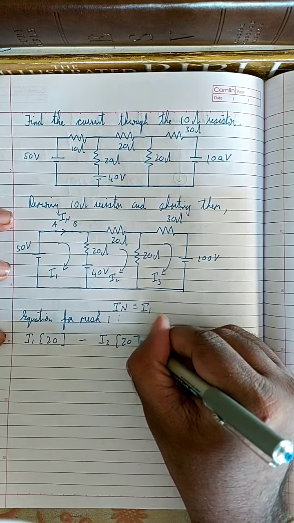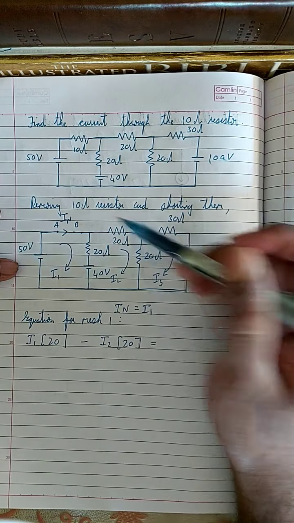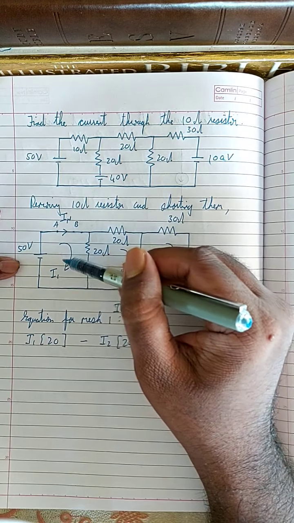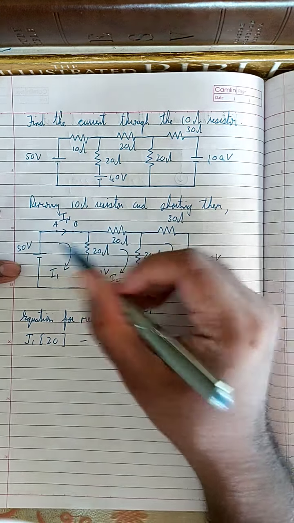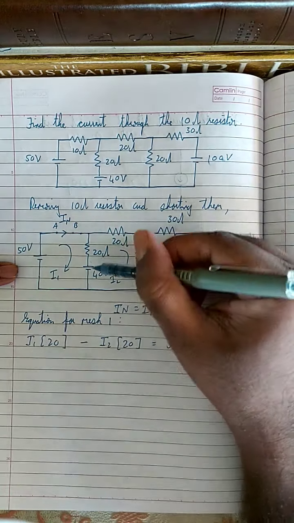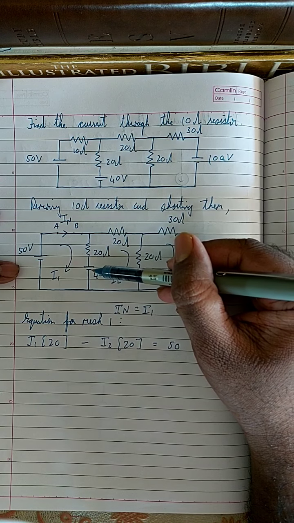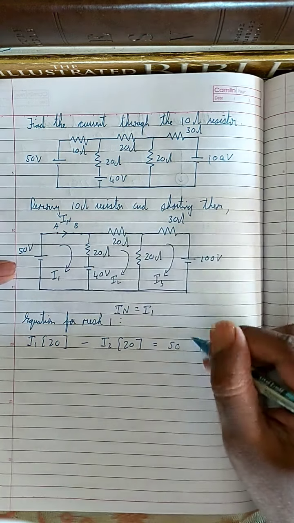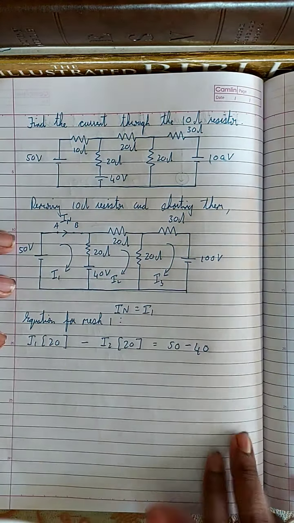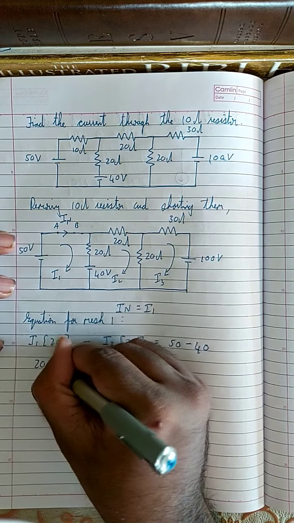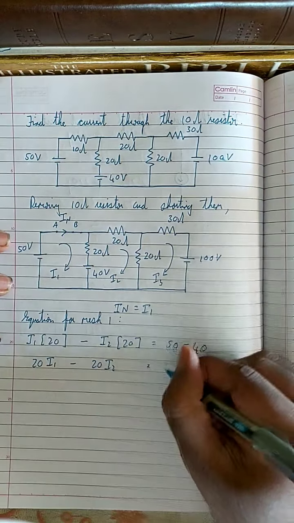So it is I2 into 20 is equal to, now let's see, there are two voltage sources in this equation. This I1 current is flowing out of the positive terminal, which means this positive terminal is generating I1, therefore it is plus 50. Okay, and what about this 40 volt? This I1 is going into the positive terminal, which means this positive terminal is not generating I1, it is opposing I1, therefore it is minus 40. This is the equation. In other words, this is 20 I1 minus 20 I2 is equal to, and we have 50 minus 40 is 10.